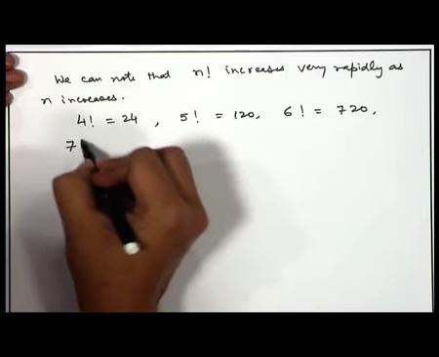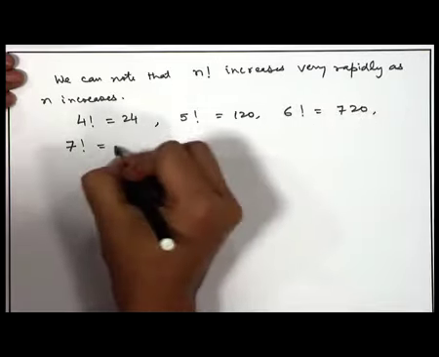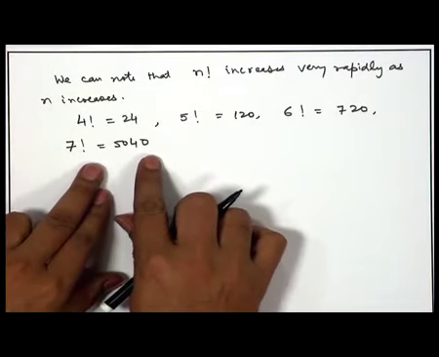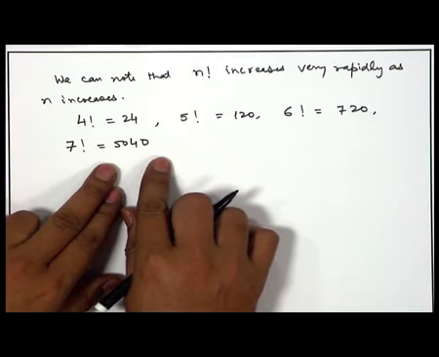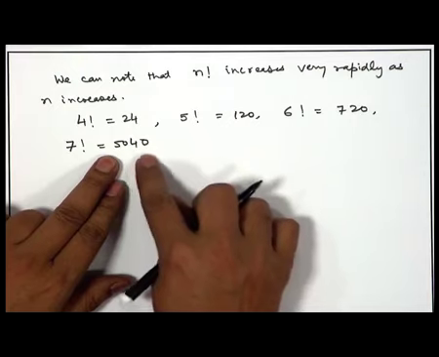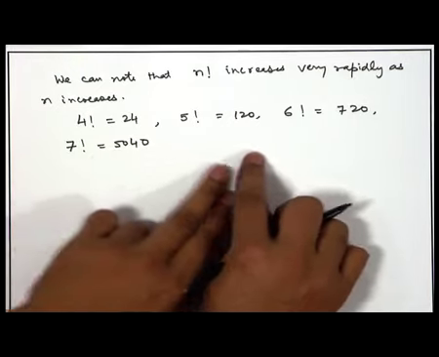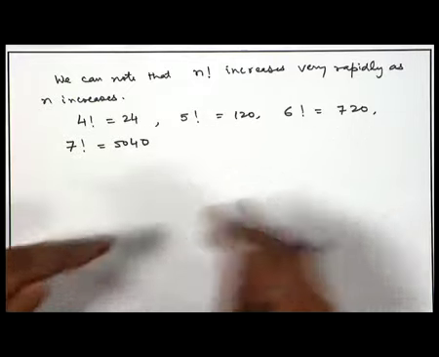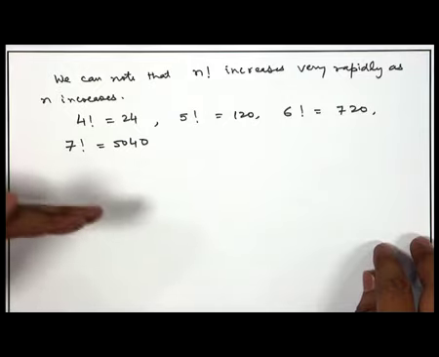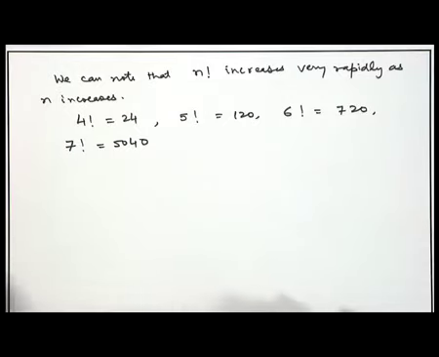Then 7 factorial will become 7 into 720. So, you can immediately see that the number is increasing very fast. By 7 factorial, we have come to 5040. And then if I put 8 factorial, I have to multiply this by 8. So, I will get something like 40,000 plus something, that is 4 into 10 to the power 3 kind of thing. And then 9 factorial, 10 factorial, the number is increasing very rapidly.